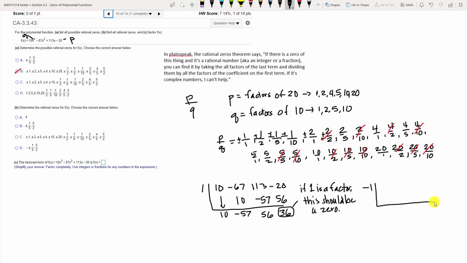And so I'm going to keep doing synthetic division here, and I'll pause the video, and I'm going to come back once I've found a number that is a factor of that polynomial. So I'm going to keep working here, and I'll pause the video and restart it when I've found it.